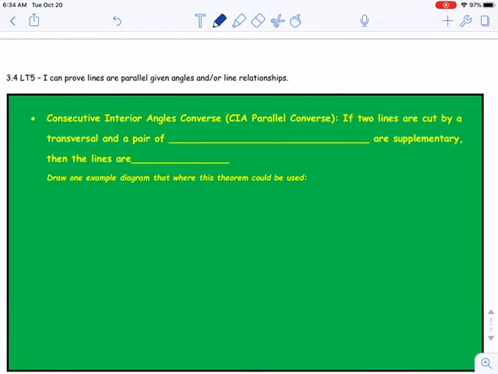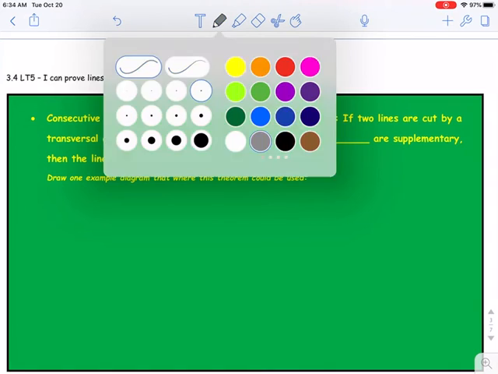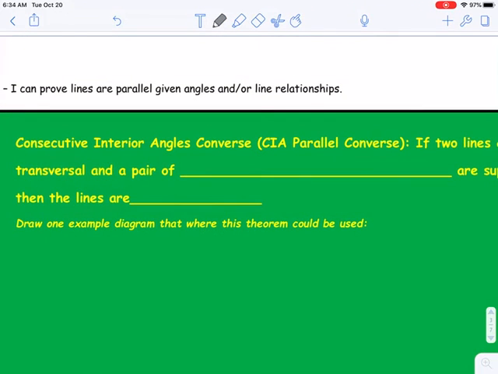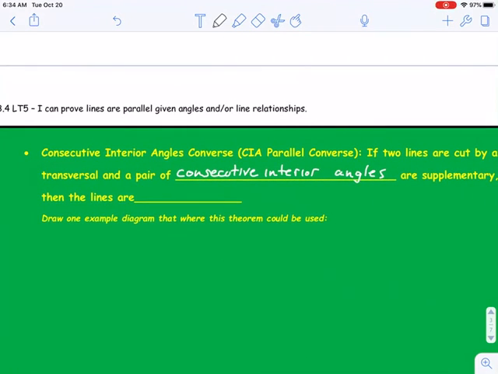All right, consecutive interior angles converse, CIA parallel converse. If two lines are cut by a transversal and a pair of, ooh, I don't like that gray. Let me pick a different color. Consecutive interior angles are supplementary, then the lines are parallel.